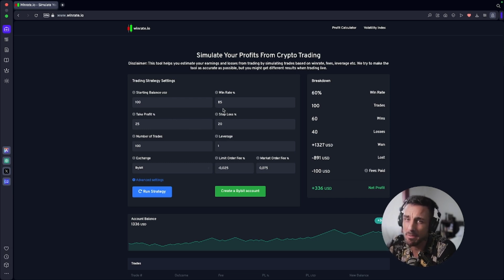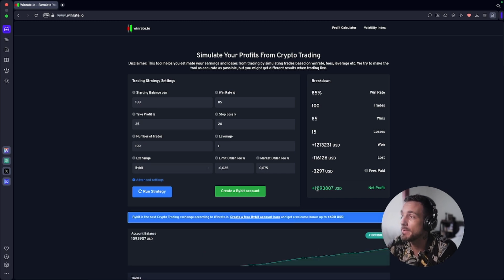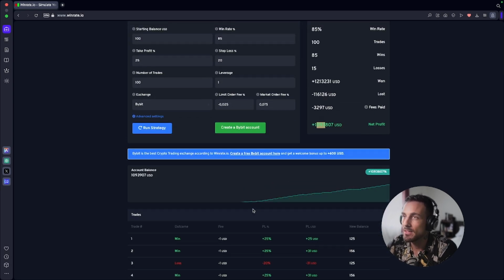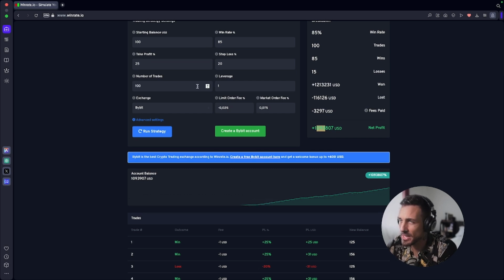Now look, if you've got an 85% win rate, the chances of you losing 5 trades in a row is very slim. So there's a very small chance that you're going to blow this account, if that is indeed your actual win rate. So let's take a look here. Let's run this and see what the profit might be. We've got $1,993,807, right? So as you can see here, in 100 trades, let's say you're trading once a day, so over a month is 20 trades, so over 5 months you would get to 100 trades. With this sort of win rate, with a starting balance of 100, you'd be a millionaire.